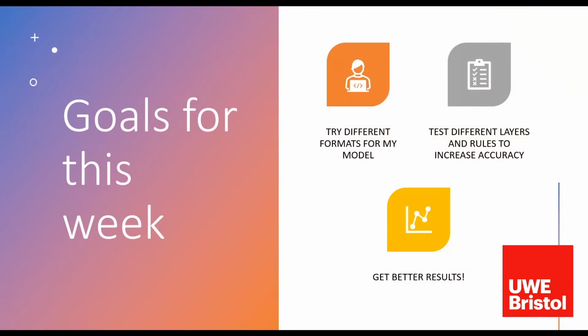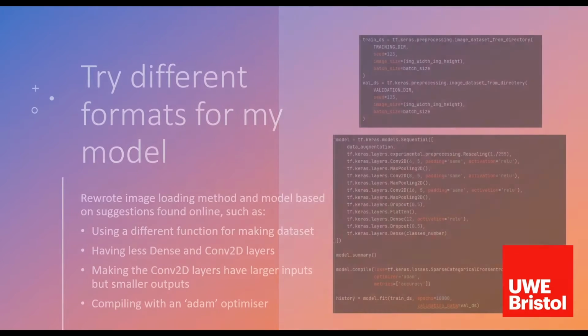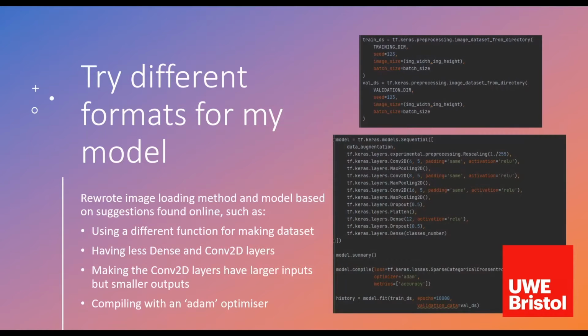Let's jump in and see what my goals for this week were. It was to try a different format for my model, test some different layers and rules to increase accuracy and get some better results. So last week I had a model and system made, and it was "learning" in quotation marks, but it really wasn't giving any sort of substantial results.